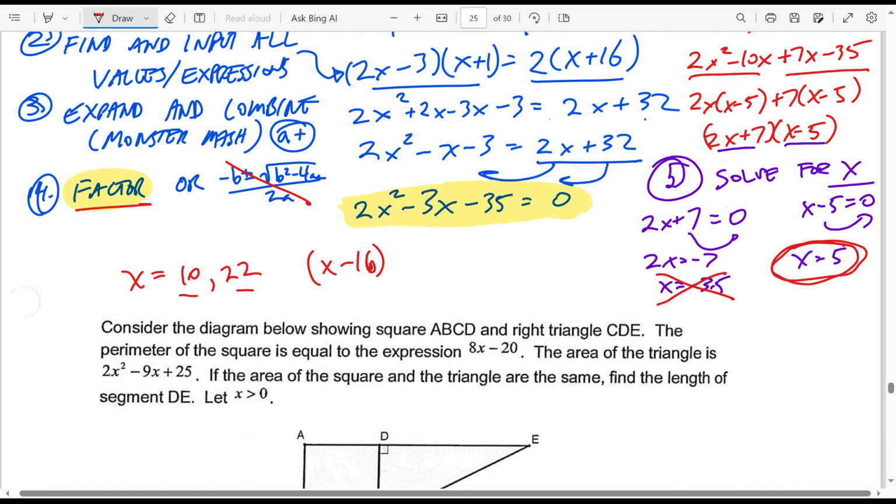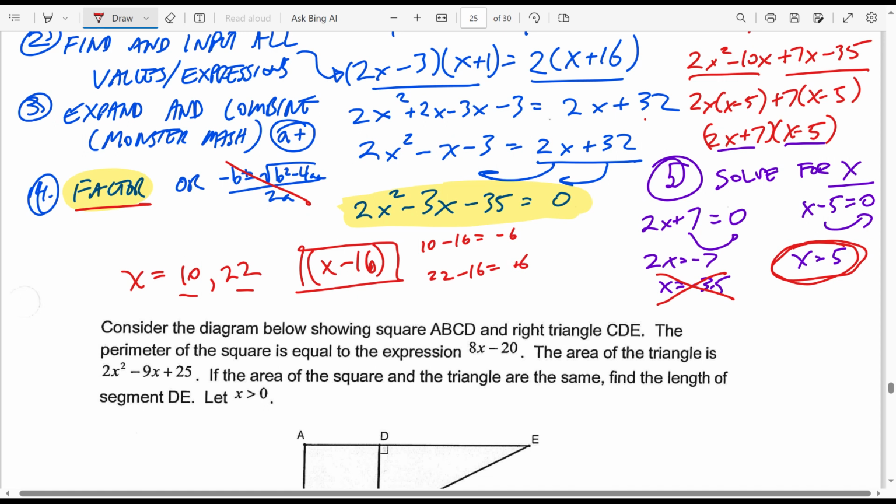If I had X is 10 or X is 22 of my possibilities, but yet one of my original dimensions was X minus 16. You're going to accept 10 or reject 10? Let's try and plug these two in. 10 minus 16 would be negative 6. 22 minus 16 gives me a positive 6. So I'm going to take the one that's a positive 6.